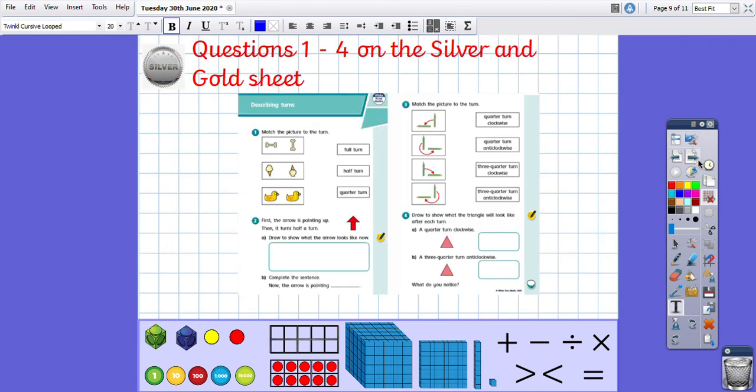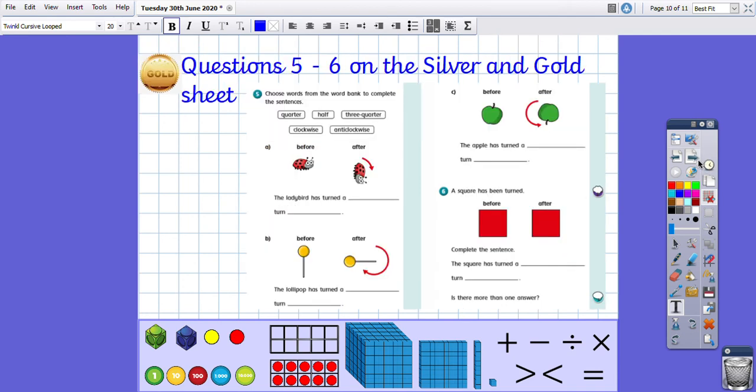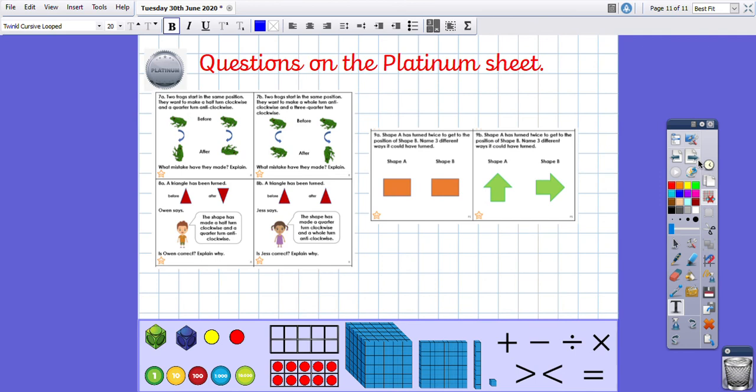Silver, you are doing questions 1 to 4. Gold, you are doing questions 5 and 6. And platinum, you have got some problem solving questions, okay? I hope you don't find it too tricky.